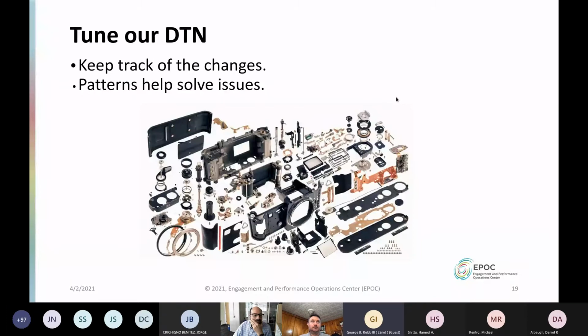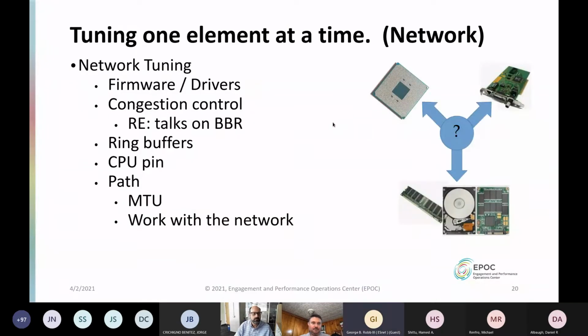Keep track of the changes. This is one of the parts that I always have fun with. You change one variable, you know what happened. You change two, you're not quite sure. Change four or more at once, hey, don't know. So patterns help solve the issue. Don't hesitate to keep your parts in track, keep a list, and also it helps for reproducibility. Tune one element at a time, as I called out.